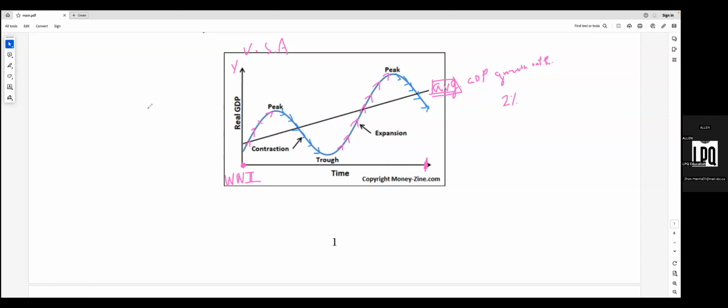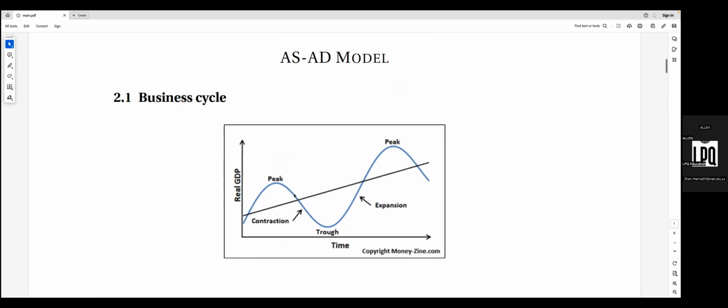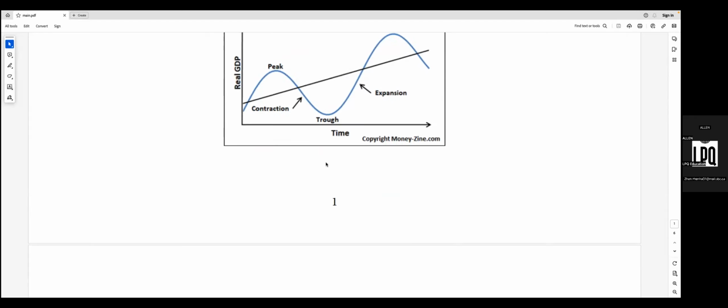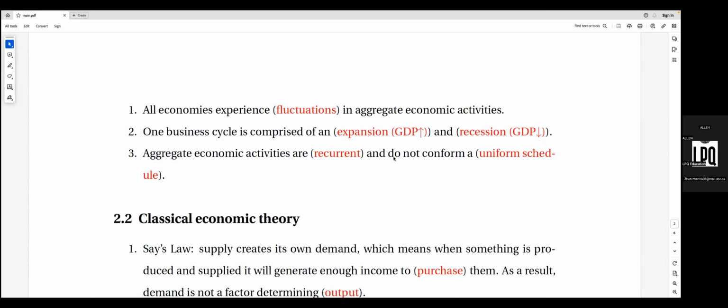Roughly all the countries experience these fluctuations. No one can grow their economy just like a straight line, 2% every year. We always have these fluctuations. In the field of macroeconomics, this is a very important phenomenon called the business cycle.